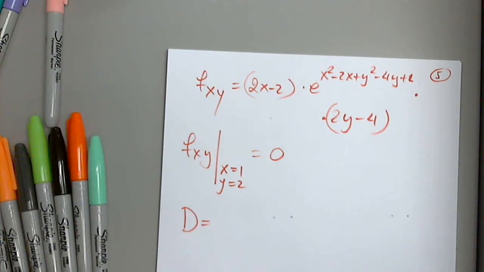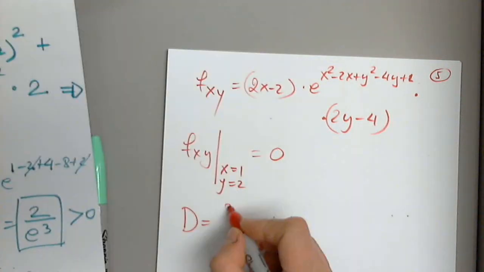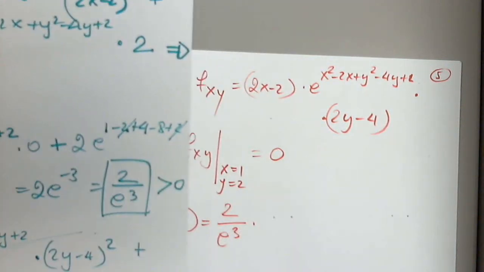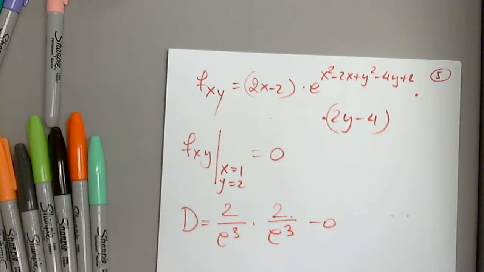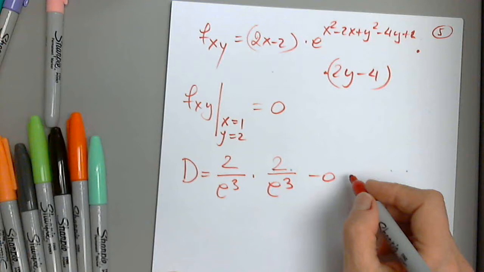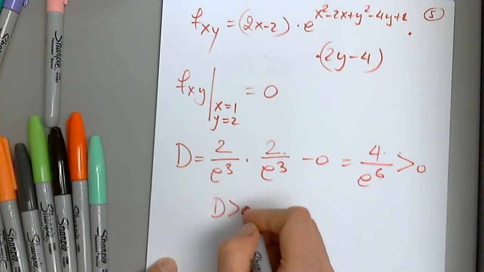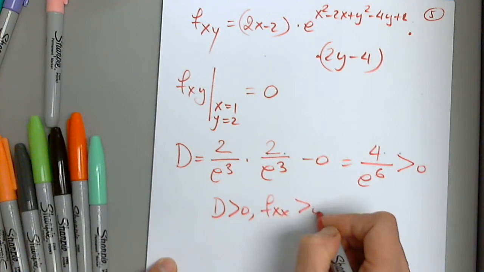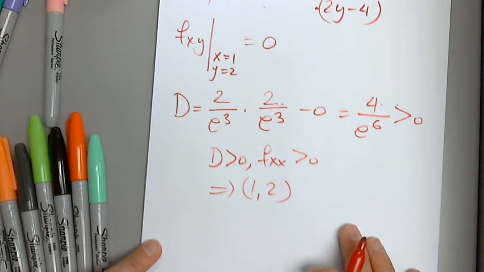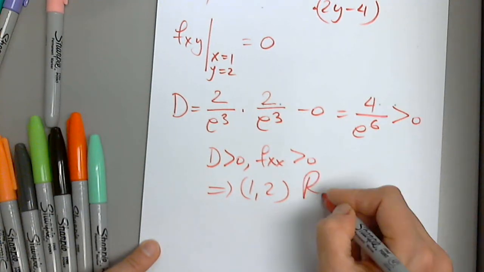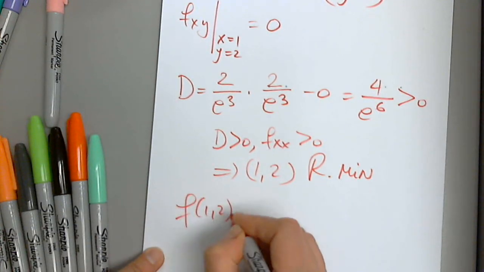f_xx. We evaluated it already, right? It was 2 over e to the third. f_yy, 2 over e to the third, minus 0. Luckily, this is 4 divided by e to the sixth. Positive, D is positive, f_xx is positive. Therefore, we conclude that (1, 2) must give a relative min. If we want to find it, f of (1, 2).